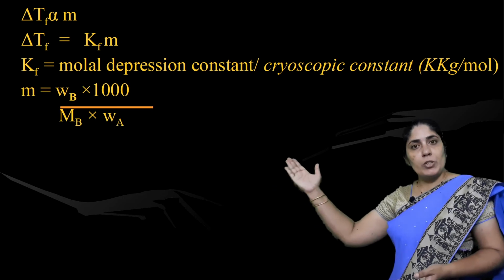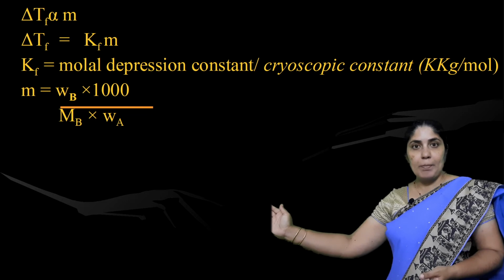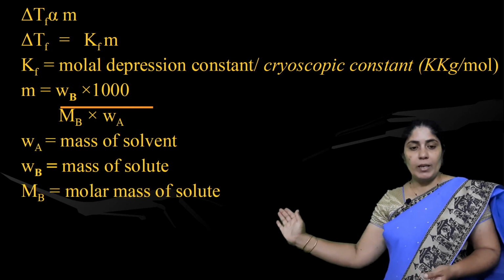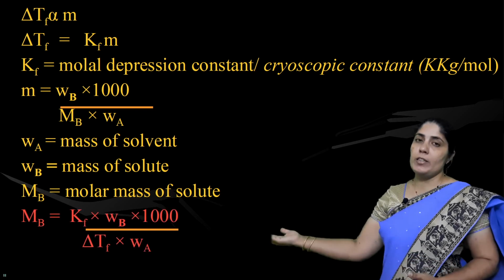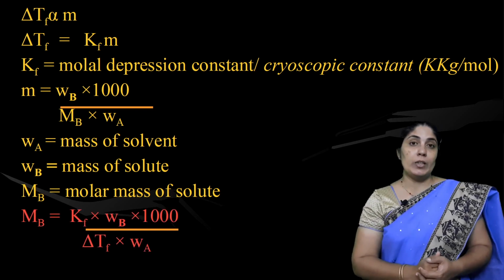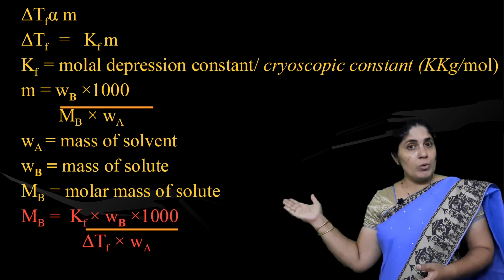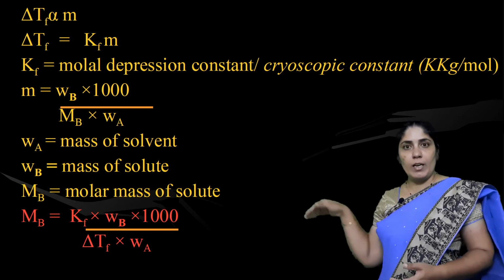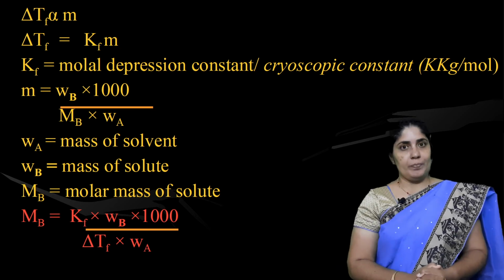Same way we will be substituting the equation of molality as Wb by Mb into 1000 by Wa. And finally, we will rearrange the equation to find the molar mass of our solute, that is given as Kf into Wb into 1000 divided by delta Tf into Wa.